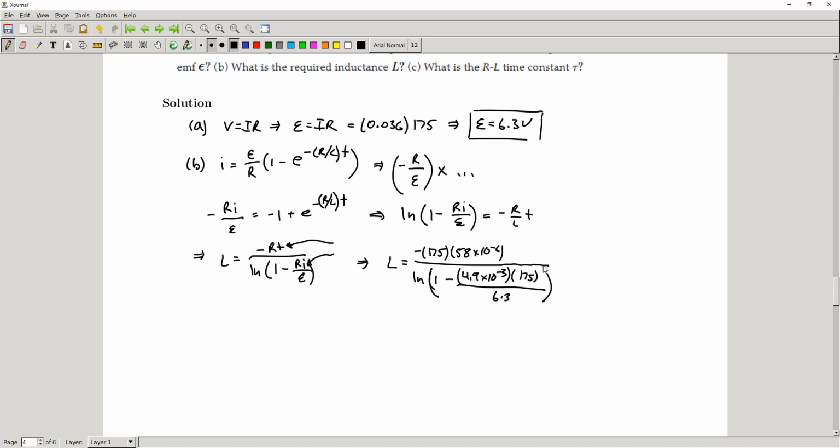So if you plug all this into a calculator, you end up finding that you have an L equal to 0.069 henries. Okay, that's the answer we're looking for there.